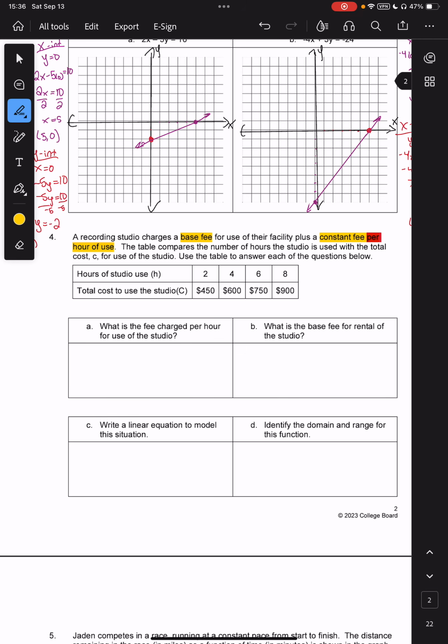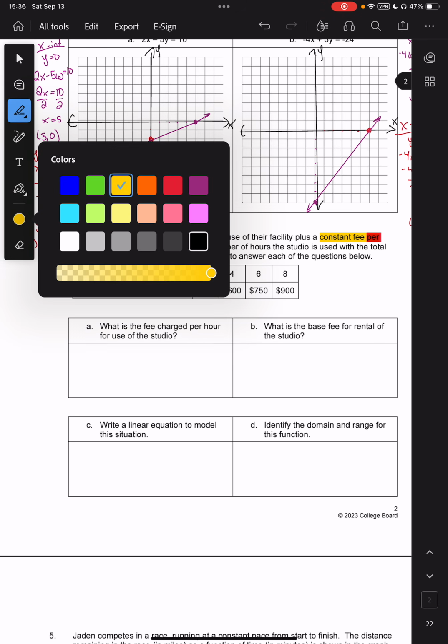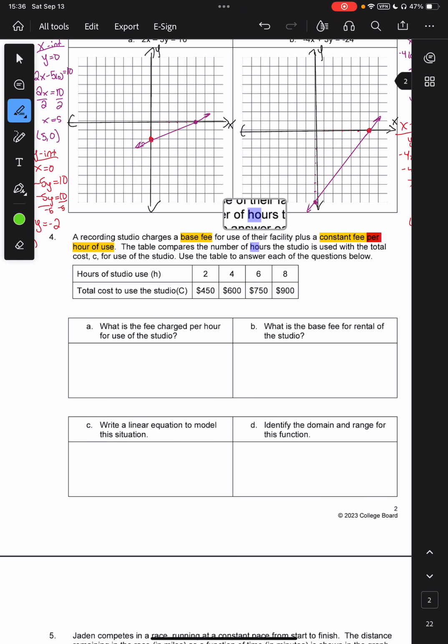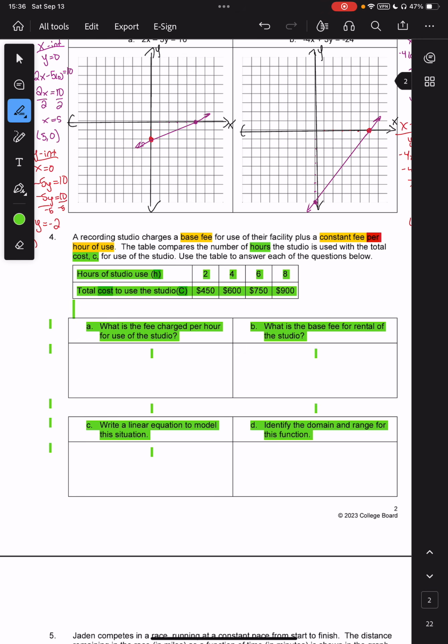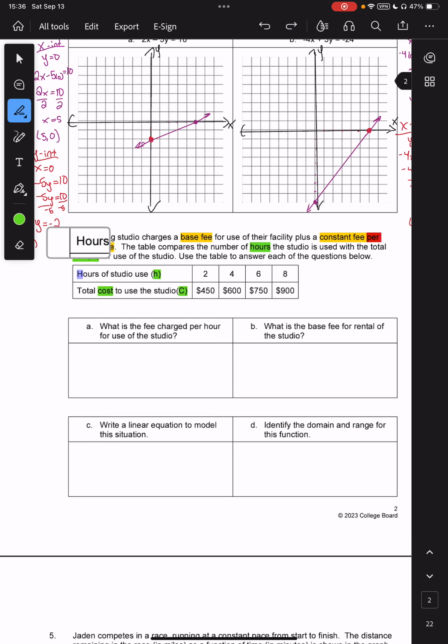And then we also want to highlight, so it says hours that the studio is used. So we know that that's going to be one of our units, and then the cost in C. And as we can see, the cost is in C over here, and then our hours are over here. So we know that that's going to be important.